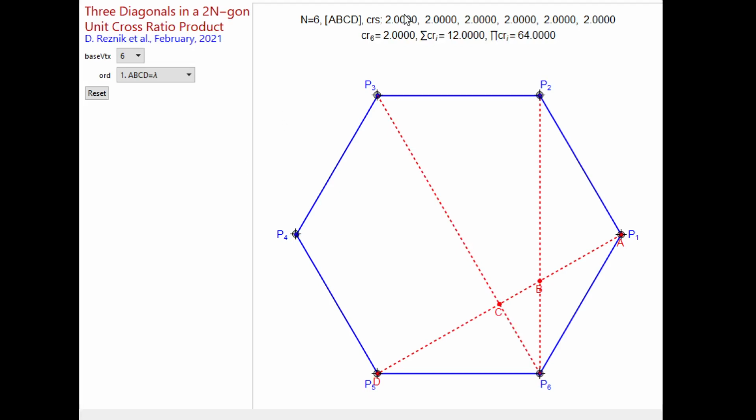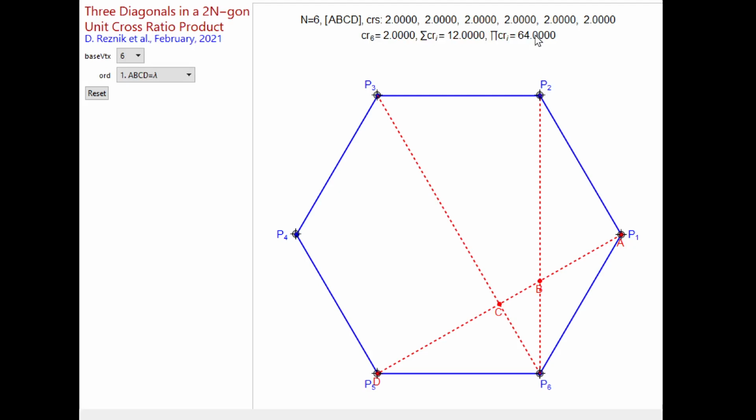Now what you're seeing here is that because this is a regular hexagon and there's going to be sort of six-fold symmetry, all these constructions turn out to produce the exact same cross ratio equal to 2. And this can be easily shown. So I'm reporting here the 6 cyclical cross ratios. I'm also reporting here the CR6, so you know the specific cross ratio I'm drawing, and the sum of these 6 numbers, so 6 times 2 is 12, and their product, so 2 to the power of 6 is 64. So here is the sum and the product.